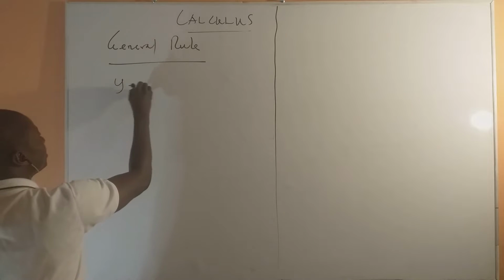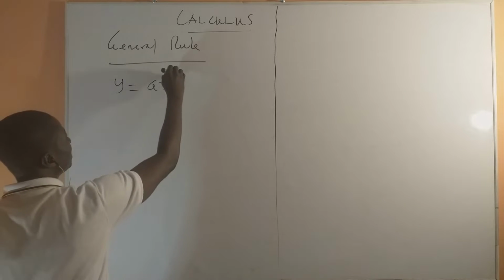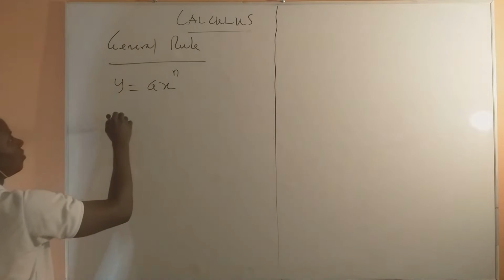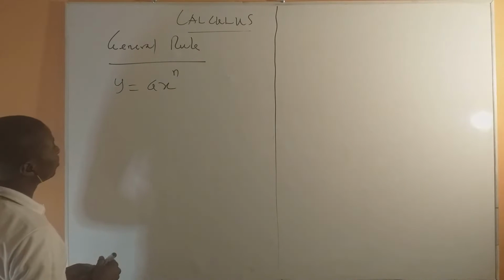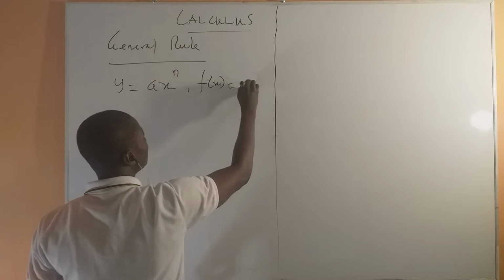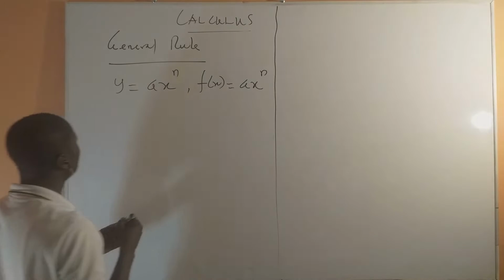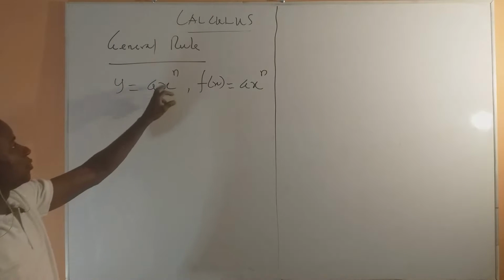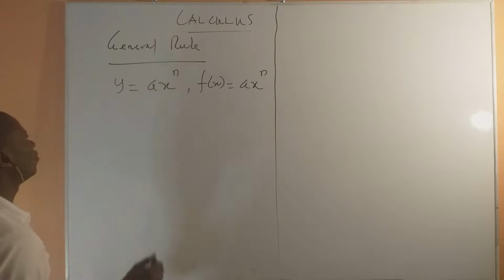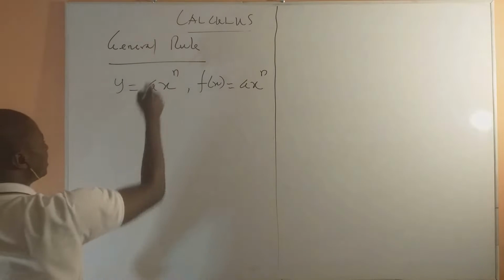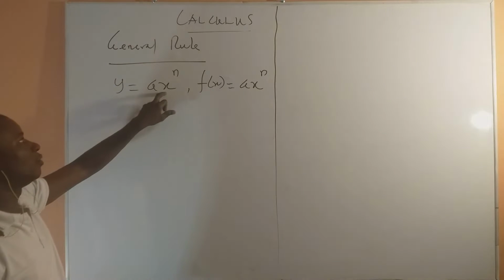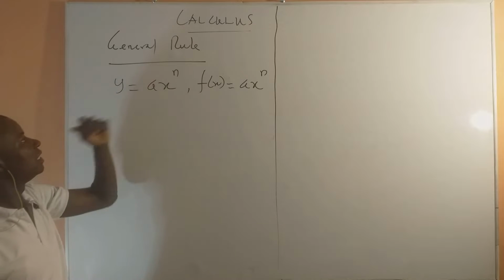y equals ax exponent n. When you are given y equals ax exponent n, it can also be written as f of x equals ax exponent n. So either it is y equals ax exponent n or f of x equals ax exponent n. Now, if you have y equals ax exponent n, a is the coefficient of the variable, x is the variable, and n is the exponent.